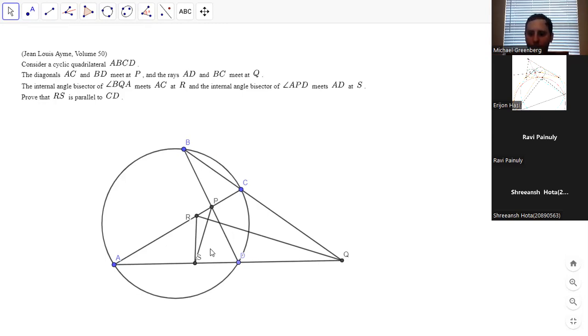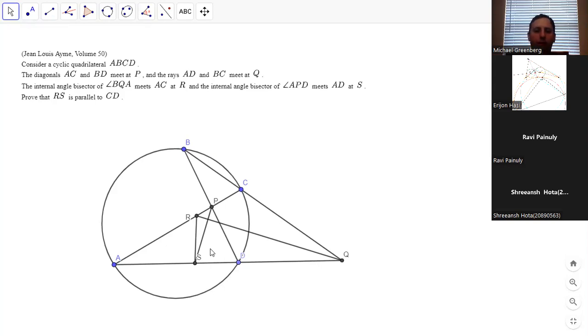So AP, or yeah, that's true. For PC, and then we have AQ over QC is QB over QD. So we want to show QB over QD is PB over PC. Yeah, it's actually trivial by some sine law.